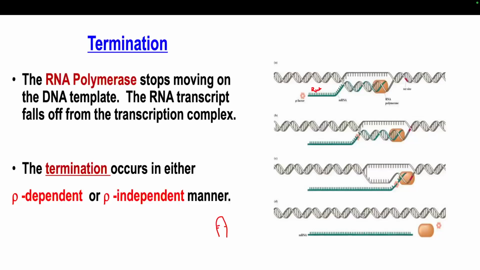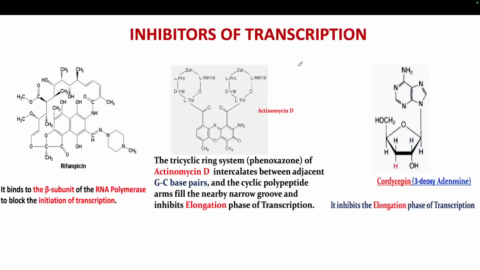So these are the different inhibitors which inhibit the transcription process or the RNA polymerase process. The first very common antibiotic is rifampicin. It will bind to the beta subunit of the RNA polymerase and block the initiation of transcription. As we know, this beta subunit is helpful for the catalysis of RNA polymerase, so it will bind to the beta subunit, and it won't allow the RNA polymerase to start the transcription.